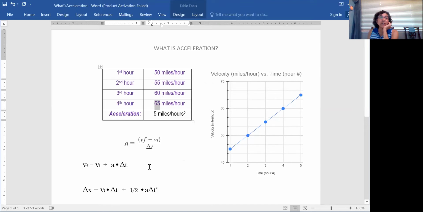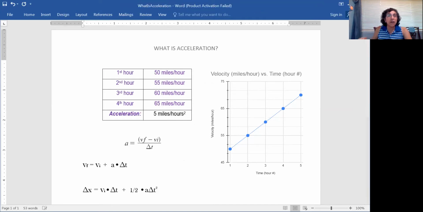Okay, so let's look at that again. V initial here is 50 miles per hour. I won't put in units right now. And we know the acceleration is 5. Oh, I better put 5 miles per hour.